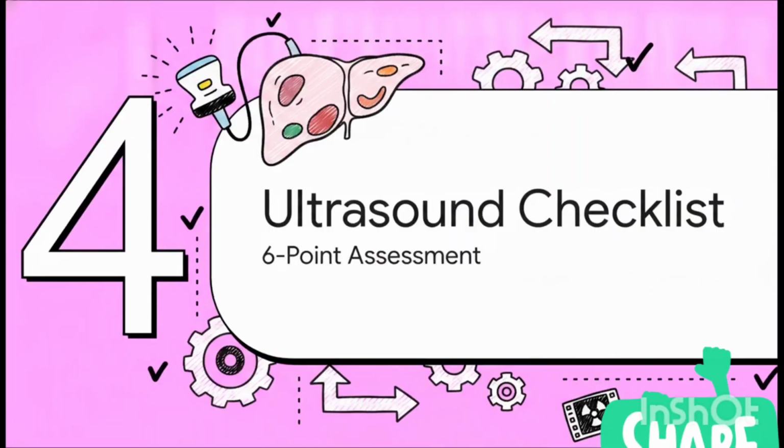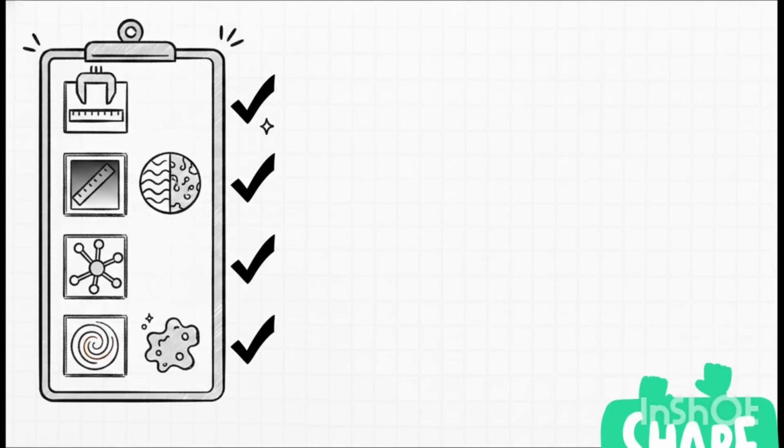Section 4, the diagnostic ultrasound checklist. To bring this all together into a reliable, systematic anchor for your practice, you really need this 6-point checklist. A complete liver ultrasound should never be a random guessing game. You have got to systematically assess these 6 items every single time you scan.